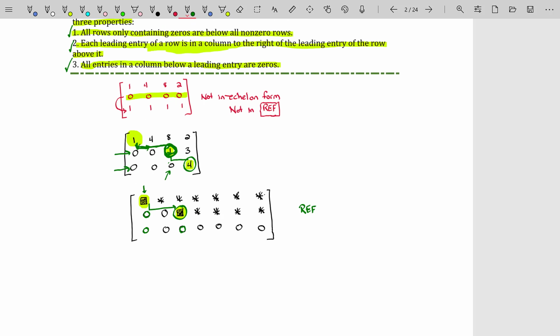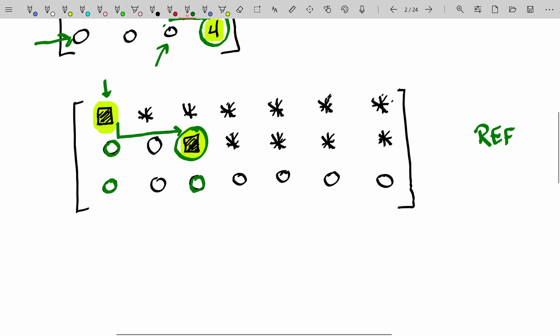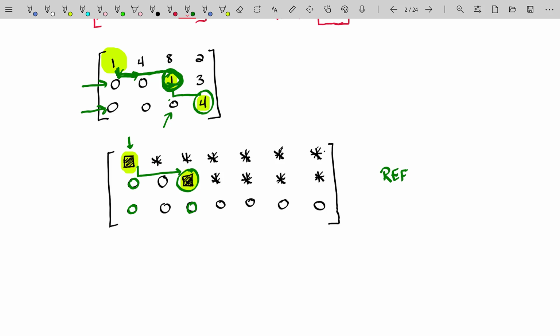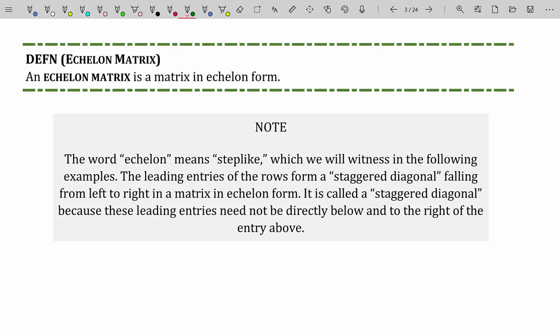And something to be aware of, a matrix that's in row echelon form is called an echelon matrix. And in fact, I think I have that as a definition. There you go. That's the definition right there. So if I say I have an echelon matrix, it is by definition already in row echelon form. It's got that format that we've just talked about.